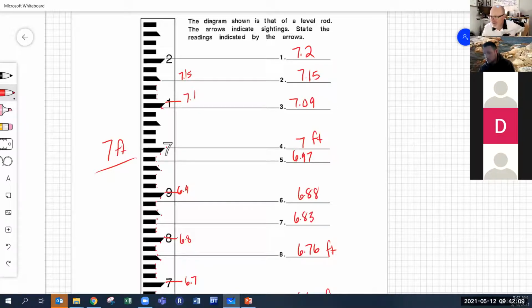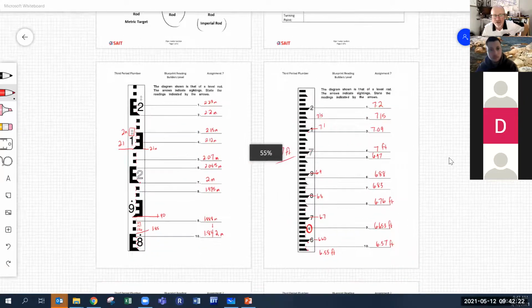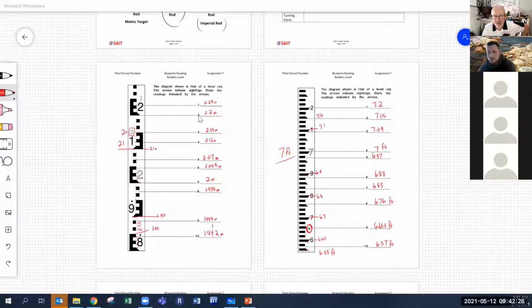We have many different types of rods in our lockup for our use. You could use metric or imperial. You can choose. I really don't care which one you use on these, but those are the ones that you can use. All right, either or.